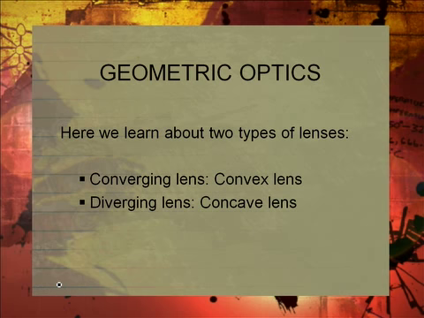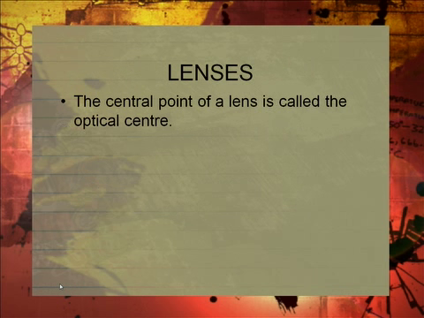Continuing with this, like we said, we're talking about two types of lenses. When we talk converging lenses, we have what we call a convex lens. And under diverging lenses, we have what we call a concave lens. Now, how do they work?